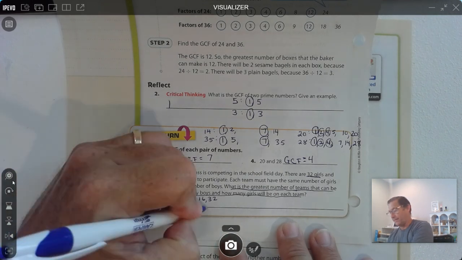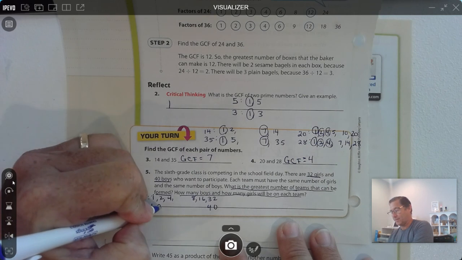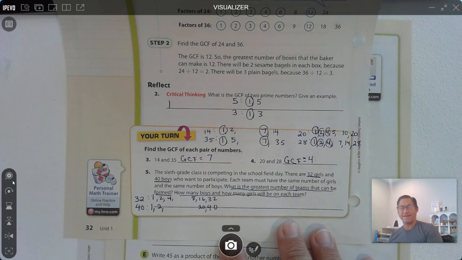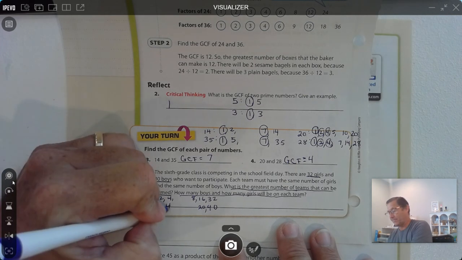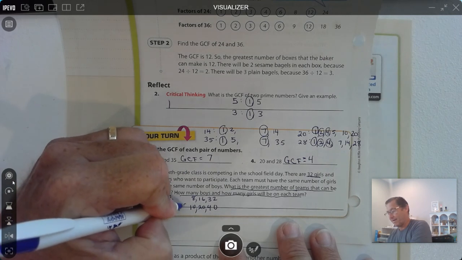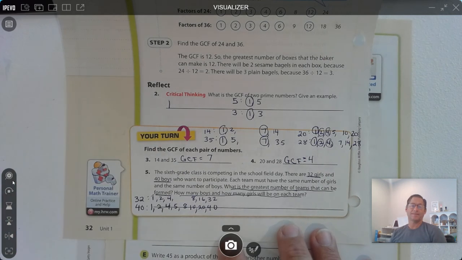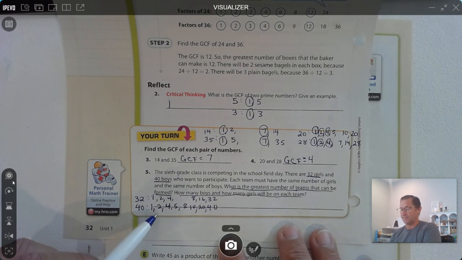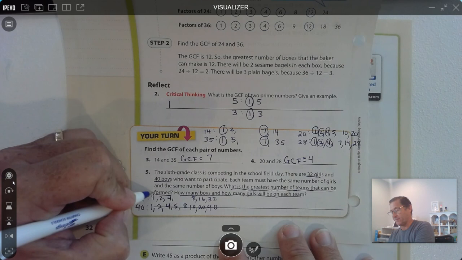40, we know 1 and 40. 2 and 20. 3 is not a factor of 40. 4 is. 4 times 10. 5 times 8. 6 is not a factor of 40 because 2 and 3 are not both factors of 40. 7 is not a factor of 40. 8 is. 9 is not a factor of 40. So these are the common factors of 32 and 40.